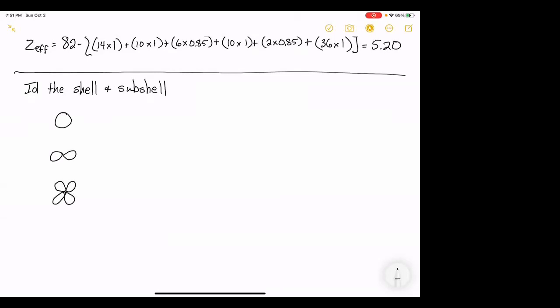Okay, so the very first thing is you have your S, your P, your D, and I can't draw the F. Now, what you have to remember is where the S's begin. Your very first S comes in shell number 1. Your very first P comes in shell number 2. And your very first D comes in shell number 3. We need to keep this in mind in order to help us identify the shell and the subshell so we know how to calculate our angular and radial nodes.